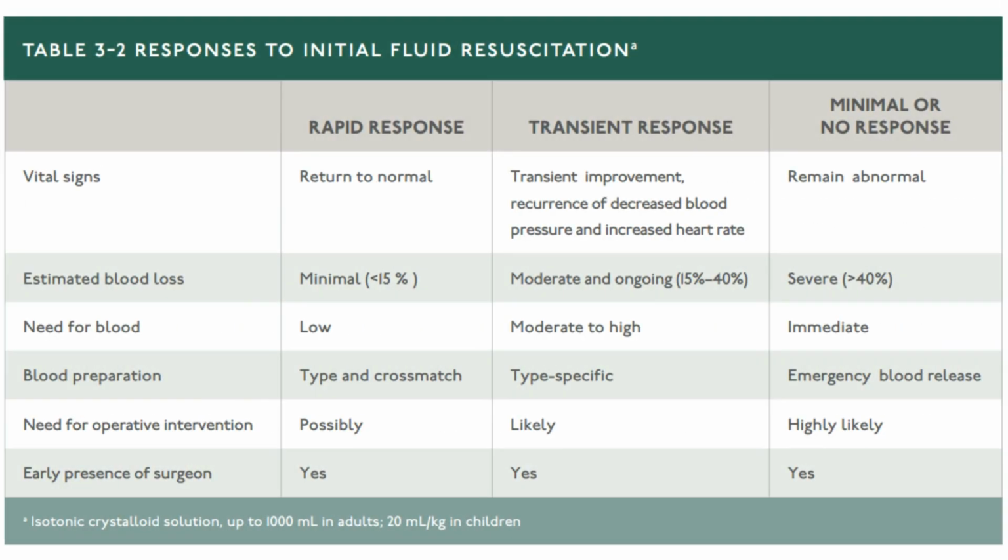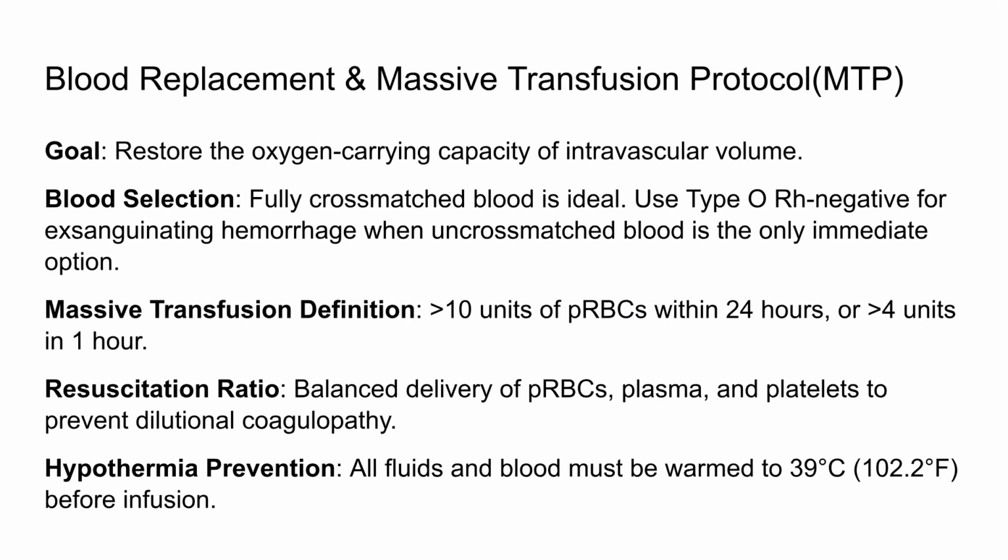Patient response to initial fluid resuscitation can be categorized as rapid, transient, or minimal to none, which helps guide the need for further blood products and urgent operative intervention. The goal of blood replacement is to restore oxygen carrying capacity. A massive transfusion is defined by specific unit thresholds over set timeframes. A balanced ratio of blood products is essential to prevent coagulopathy, and all fluids must be warm to prevent hypothermia.